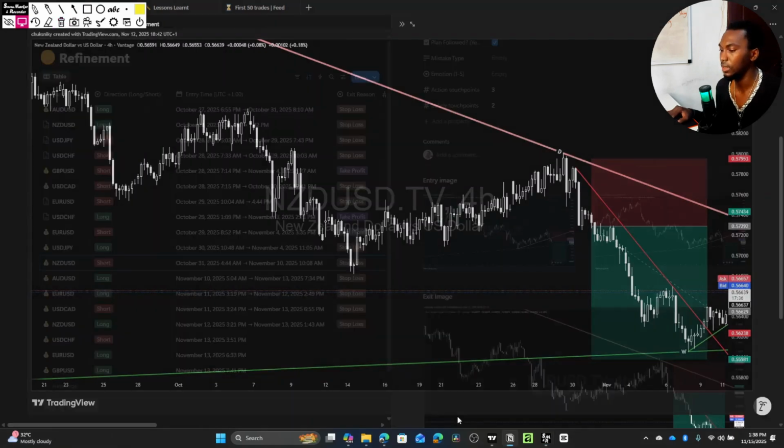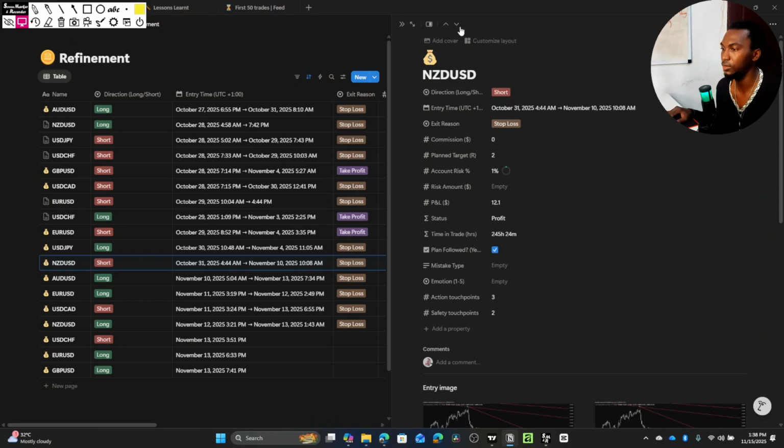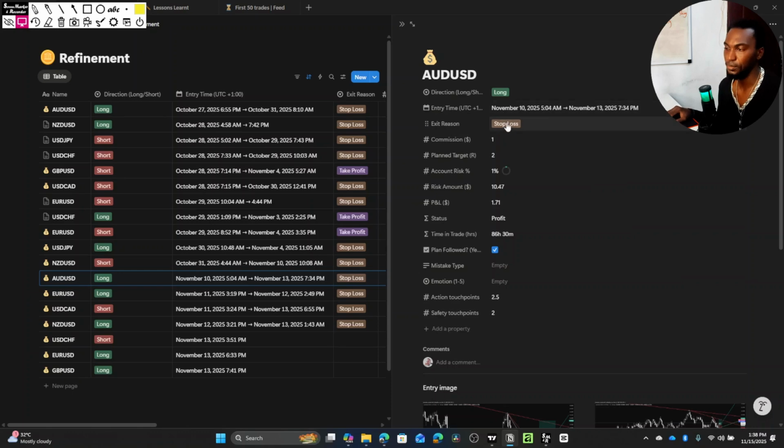Now the next trade after this was the Australian dollar US dollar, and there are not many trades. I think there are 1, 2, 3, 4, 5, 6, 7, 8 trades. Australian dollar US dollar, this was November 10th all the way till November 13th, and this trade lasted 86 hours 30 minutes. I had a profit of $1.71. I also added writing my risk amount recently, so I risked $10.47.